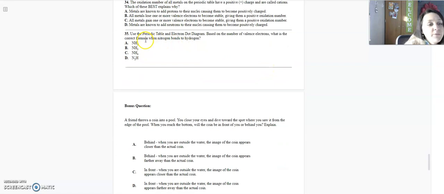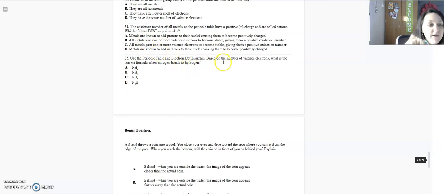Last one, the periodic table and the electron dot diagram. Based on the number of valence electrons, what is the correct formula when bonding nitrogen to hydrogen? Nitrogen has a -3 charge. Hydrogen has a +1 charge. So it would be the 1 from hydrogen goes to nitrogen, the 3 from nitrogen goes to hydrogen, NH3. All right, that's it.